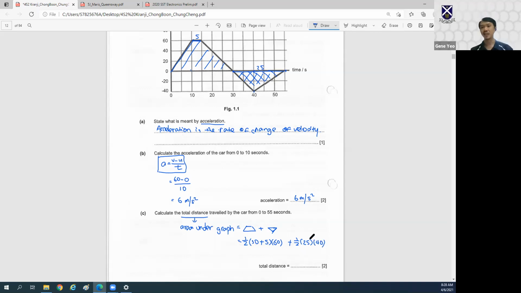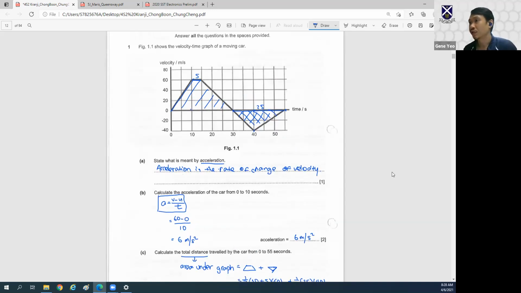So some of you will be saying, hey, wait, hang on, hold up, sir. There is a negative 40 here. Do we need to consider the negative? In this case, no, because if you are looking at just total distance, we are not looking at displacement. We are looking at distance. So if you remember, the difference between displacement and distance is that distance does not care about the direction.